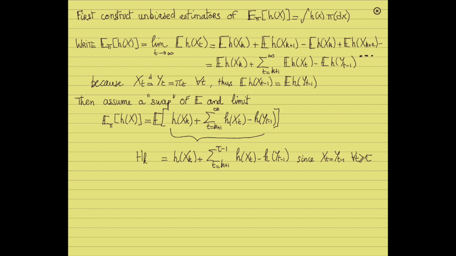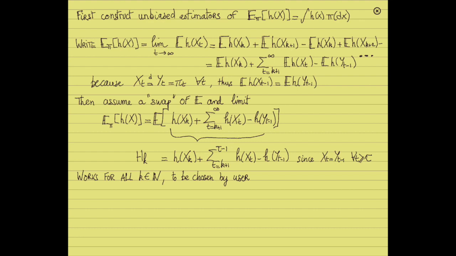And the whole reasoning above works for all integers k. So we write this estimator capital H_k, and we could have chosen any k, 0, 1, or any number. We will discuss later on the choice of the integer k. So it's a tuning parameter for the user.